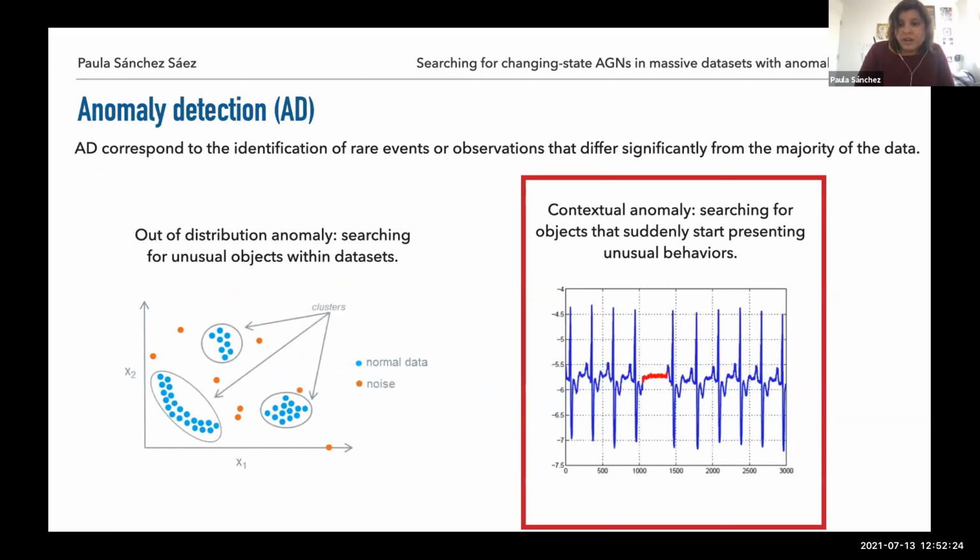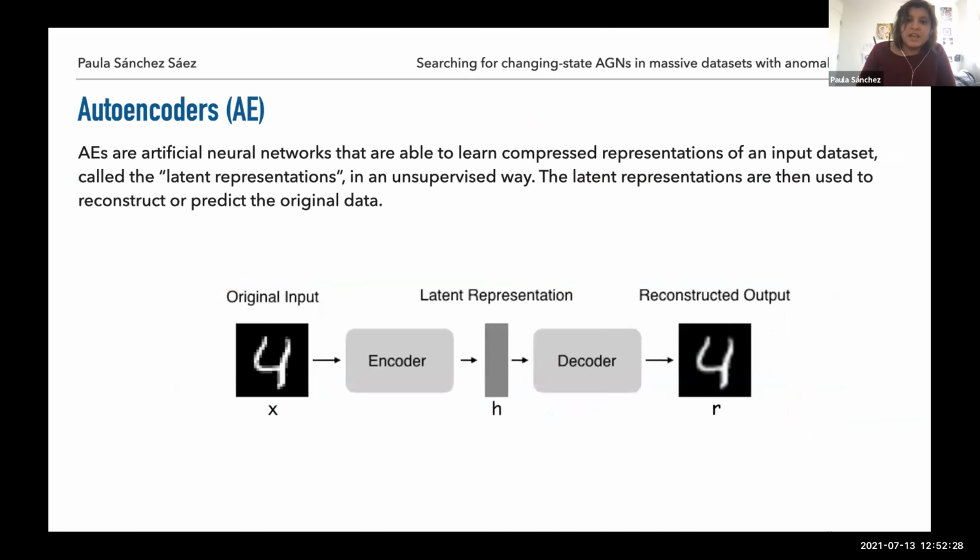And to do contextual anomaly detection, we can use more sophisticated techniques. In this case, we are using an autoencoder. This was presented by Matthew yesterday, so I won't go into the details, but basically autoencoders are neural networks that learn a latent representation of a dataset by compressing the information into a vector that contains a compressed representation of the data. And then with a decoder, we can decompress the information and produce a reconstruction.